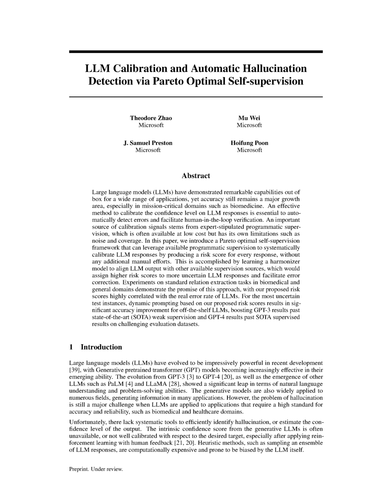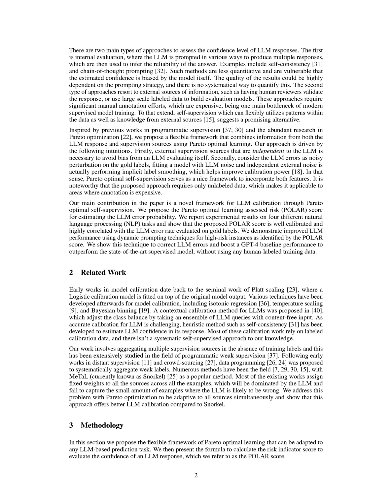The quality of the results can also depend heavily on the prompting strategy, and there's no systematic way to quantify this. The second approach involves using external sources of information, like human reviewers or large-scale labeled data to build evaluation models. These methods require a lot of manual annotation, which is time-consuming and expensive. This is one of the main obstacles in modern supervised model training. As a result, self-supervision, which uses patterns within the data and knowledge from external sources, is a promising alternative.